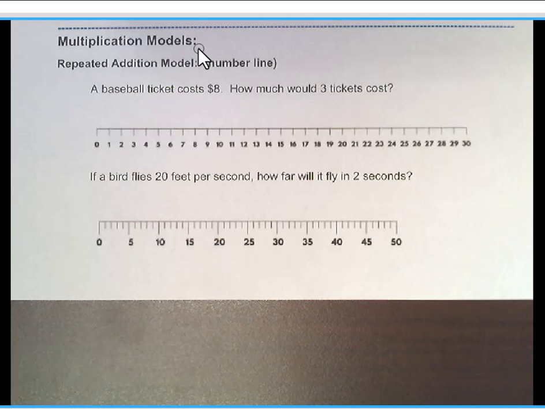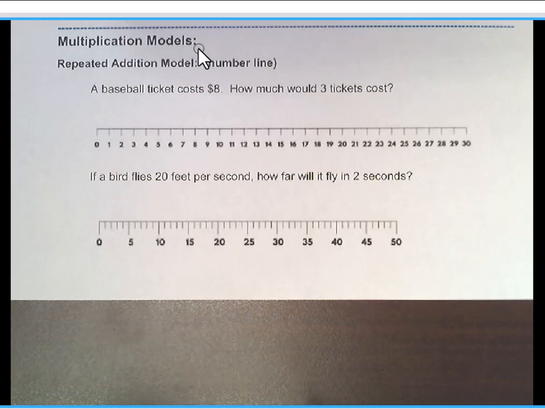Now I'm going to show you some models that you can use for multiplication. There's a bunch of different types. So the first type of model we're going to look at is the repeated addition model. So this is just what you would do on a basic number line. And you're going to think about how many groups of the number you have. That's what we're going to be drawing.